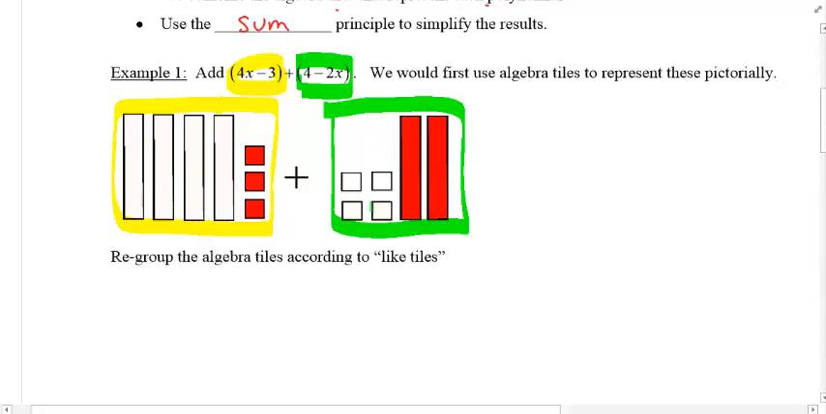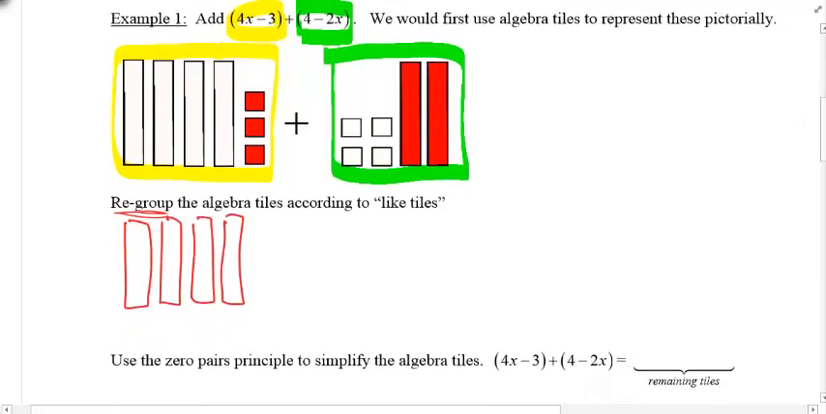Now, how do we actually show this pictorially or with a picture, if I'm going to ask you to add? Well, adding just means using the sum principle to regroup the algebra tiles according to like tiles. You're like, this sounds like what we just did earlier. So, I'm going to ask you now to draw out those 4 white rods, and then I'm going to group together with it the 2 dark rods. Okay. And then I've got the numbers, or the 3 small squares that are shaded. And I'm going to group that with the 4 white squares.